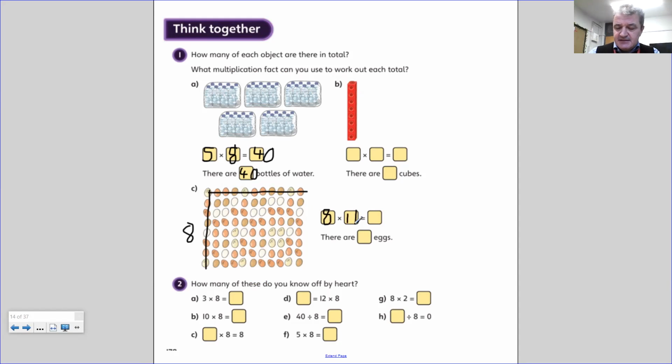10 lots of 8 is 80, and another lot of 8 would become 88. 88 what? 88 lollipops, 88 eggs. So we need to put that in that little sentence, so people know what we're answering.